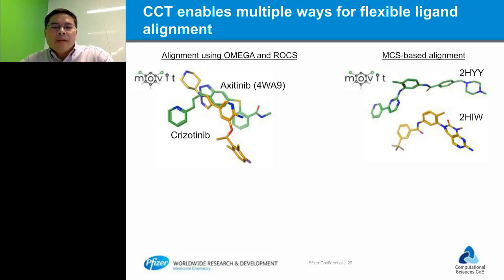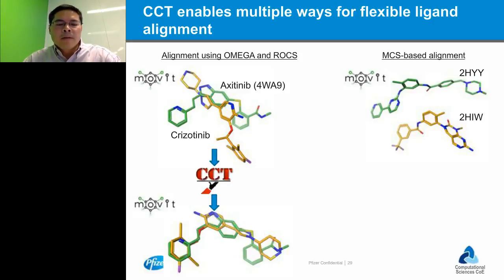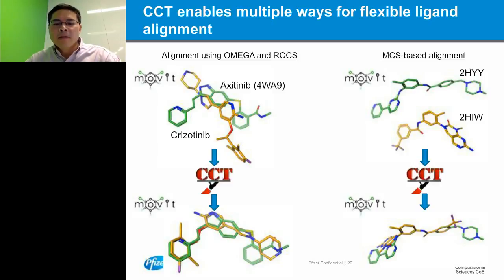Very popular in the 3D design world are ways of flexibly aligning and overlaying ligands. We support a number of different ways to do this. Here I'm showing two. First, if you have two inhibitors that you want to globally align, we use OMEGA and ROCS, which are OpenEye tools, to align, in this case, the orange molecule to the reference molecule, which is green. So OMEGA is used to generate the different 3D conformations, and ROCS performs the overlay, and this is all done interactively. If you have a common substructure, you can just directly superimpose those. CCT goes off and then does the best it can to align the rest of the molecule, having the core superimposed.